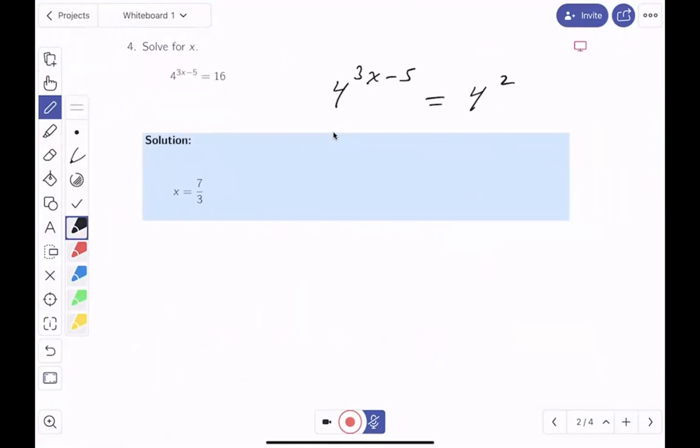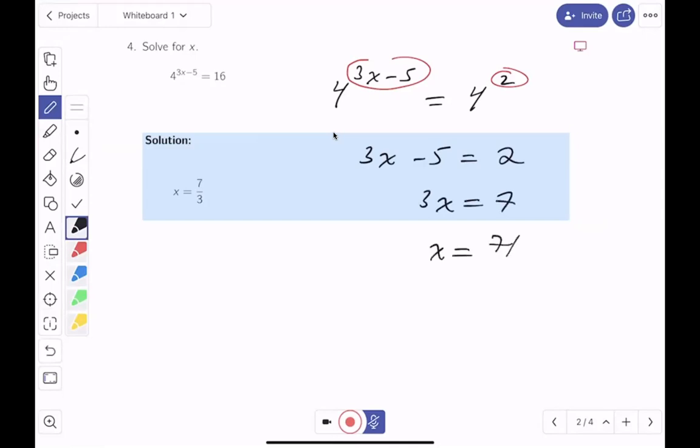All right, so what does it tell me? It tells me 4 raised to a power equals 4 raised to a power, so those powers must be the same. So let's write that down. 3x minus 5 is equal to 2. Add 5 to both sides. You would get 7, and then divide both sides by 3, and you would get 7/3. So I'm going to say x equals 7/3.